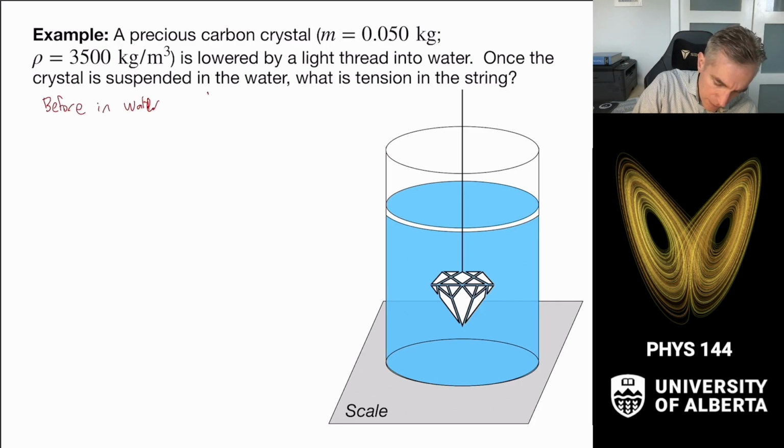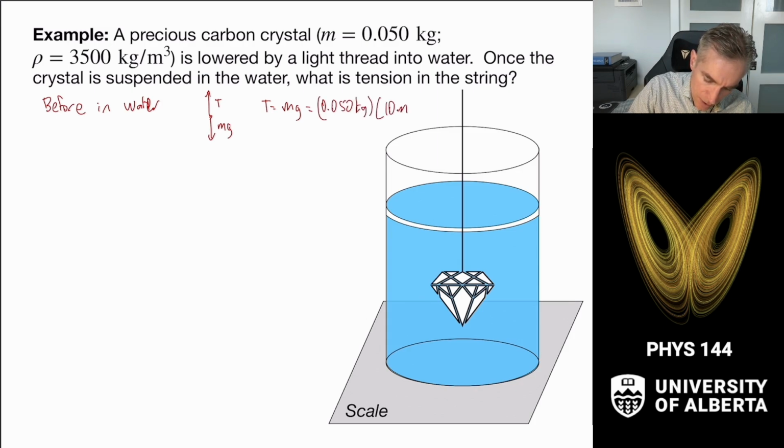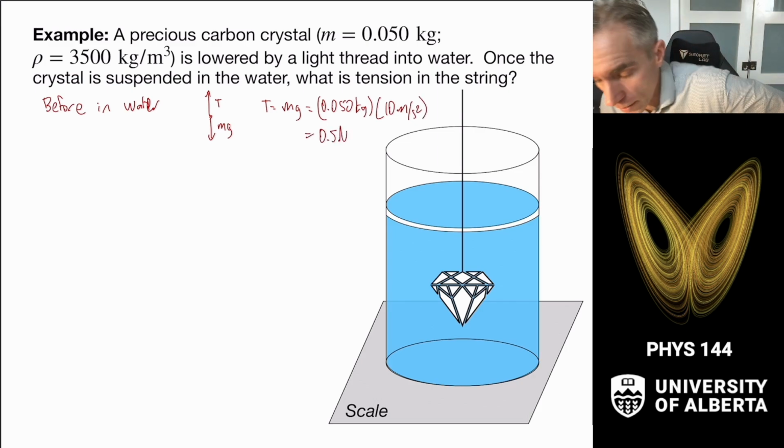we would have it suspended, with tension going up and weight going down. So the tension would equal the weight of the diamond, which is 0.050 kilograms times g, which is 10 meters per second squared, and that would give me 0.5 newtons. So that's before you stick it into the water.